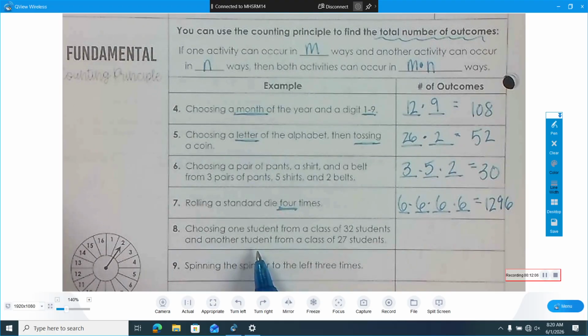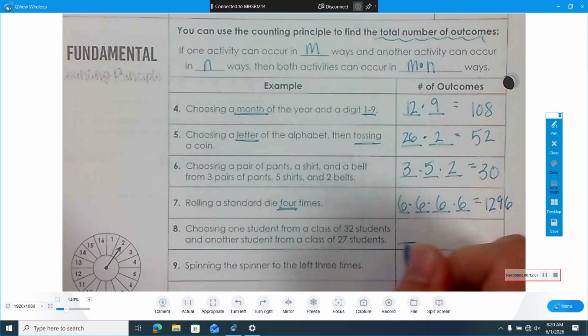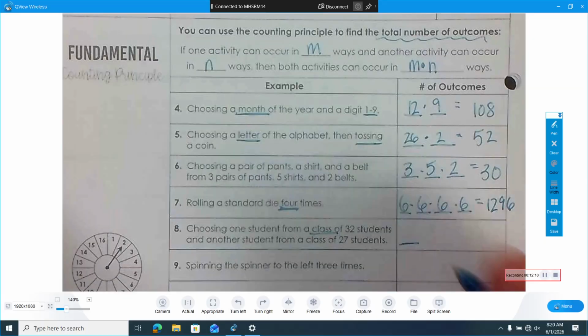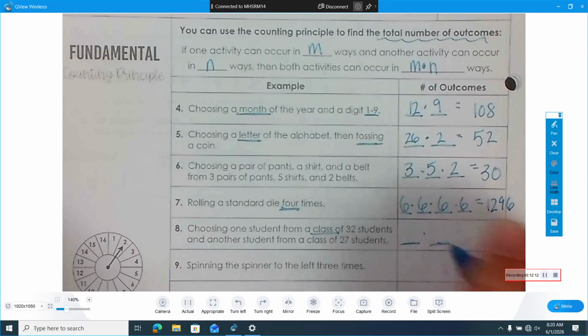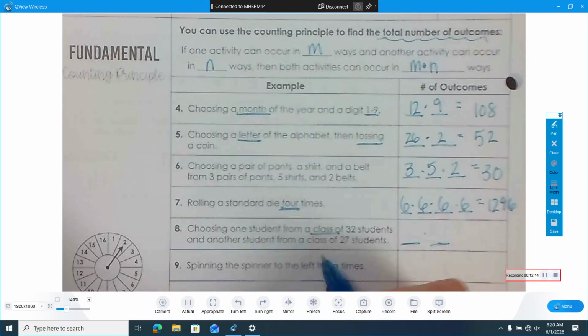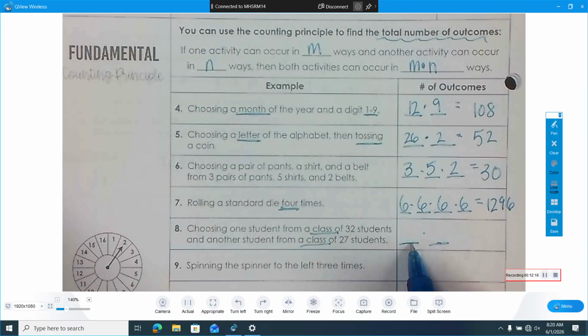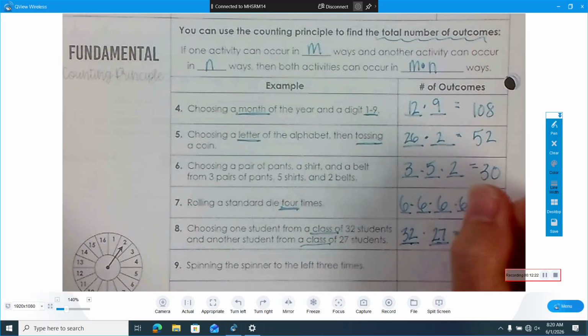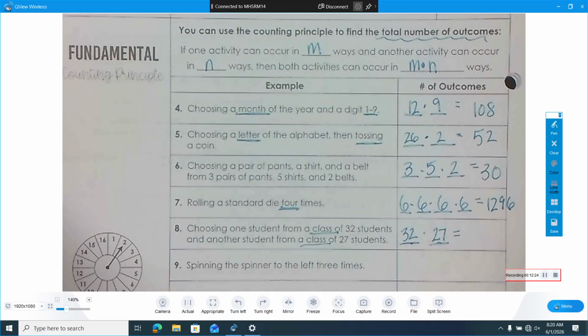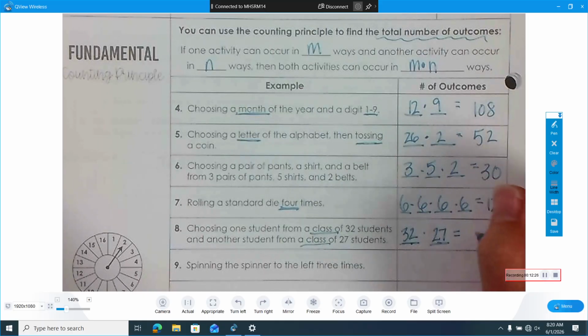All right, choosing 1 student from a class of 32 students. So I've got 1 class, and then I'm choosing from another class. So I have 2 outcomes here. How many choices do I have from the first class? 32, and from the second class? 27. 32 times 27 is? 864. Thank you.